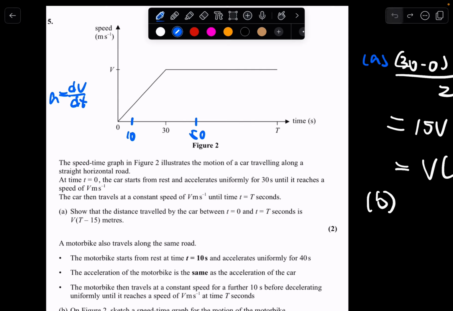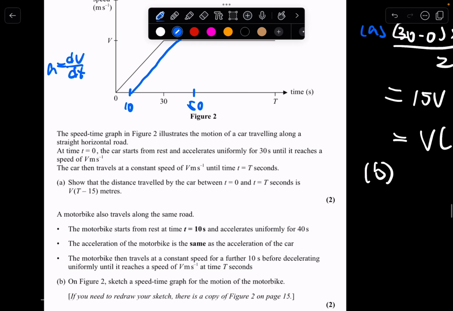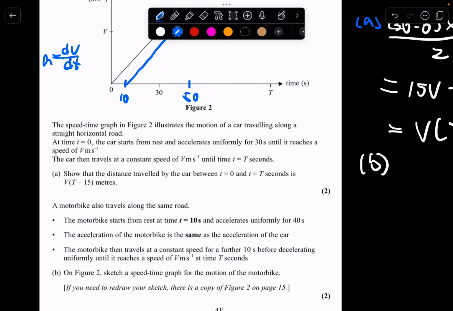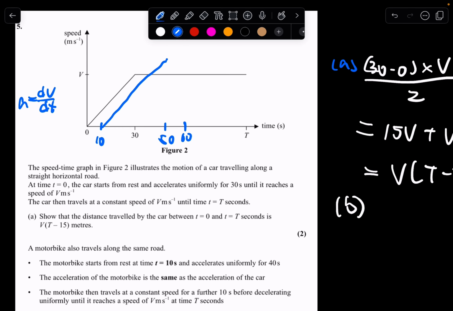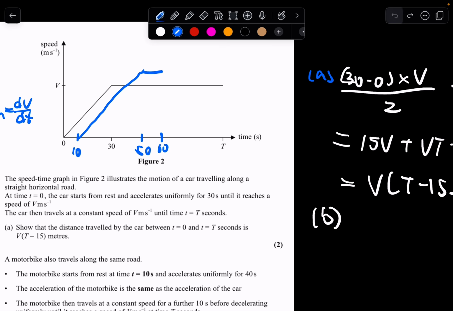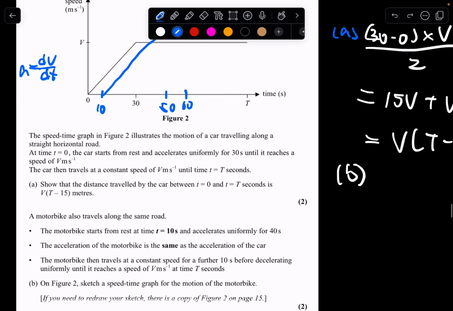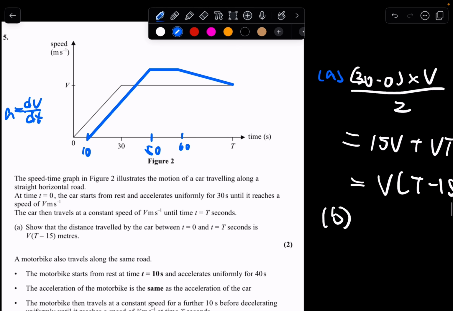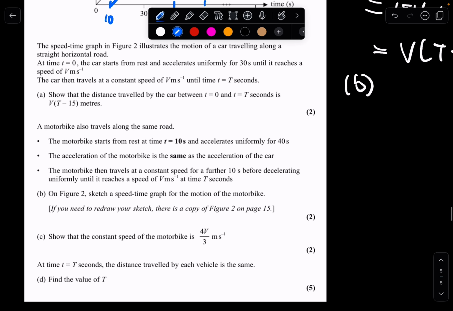So we just have to copy this, and then what does it say? Then it travels at constant speed for 10 seconds, so to 60 here, before decelerating uniformly until it reaches speed v, so like this. Okay, I should draw it better. Okay, yeah, that's cleaner.